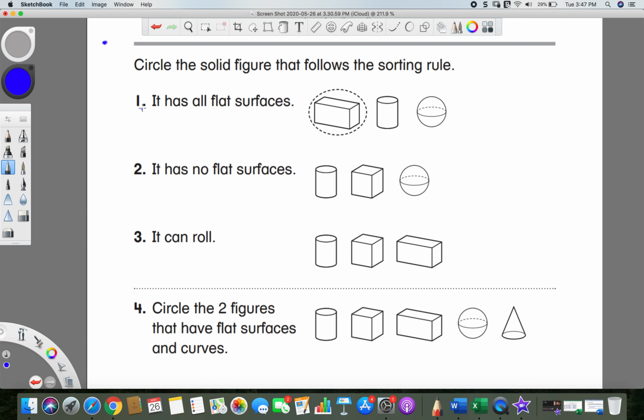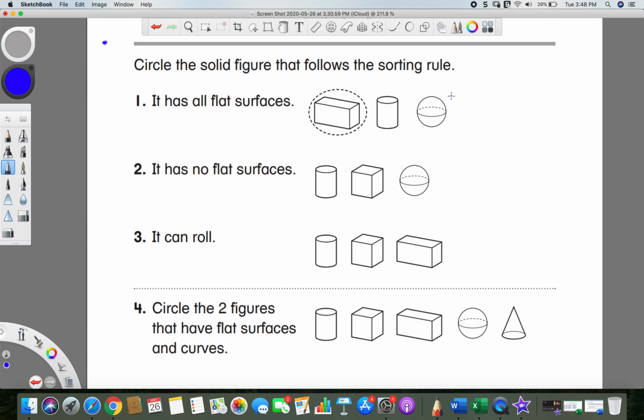All right, and just like we did before, they're giving us a description, and we just have to find the shape that fits that description. And I'll read the directions up here. It says, circle the solid figure that follows the sorting rule. So the sorting rule is the description that they're giving us. And so for number 1, it says, it has all flat surfaces. So which one of these shapes has all flat surfaces, no round parts?